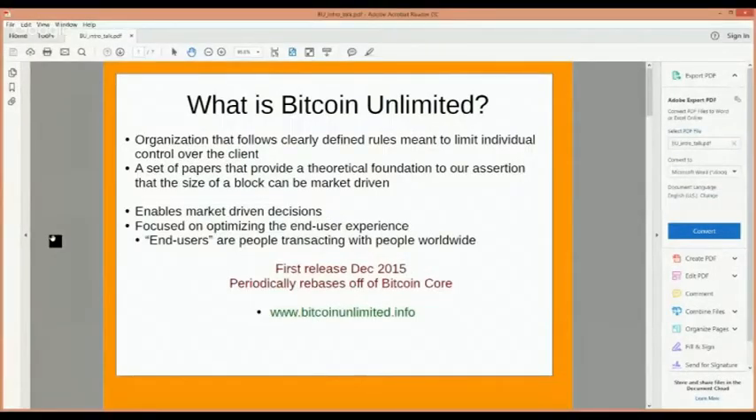All right, so let me get started. Bitcoin Unlimited is both a client and an organization. We follow a set of bylaws which define clear rules as to how changes occur in the Bitcoin Unlimited client. Some of these rules are basically made to limit the power of individual developers.